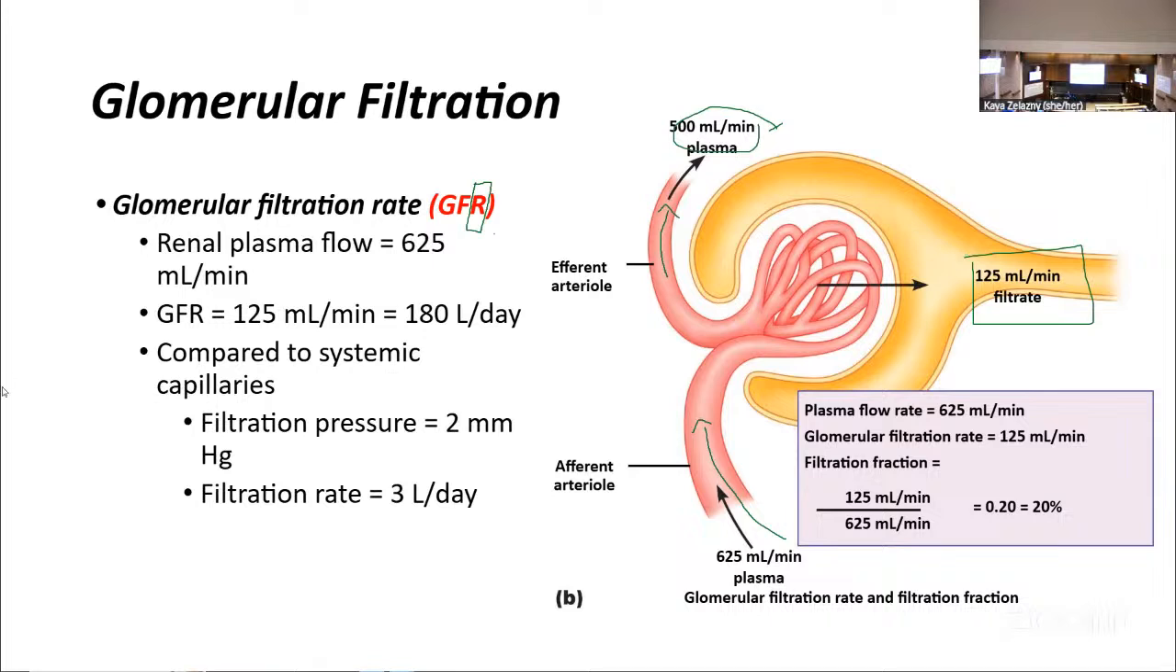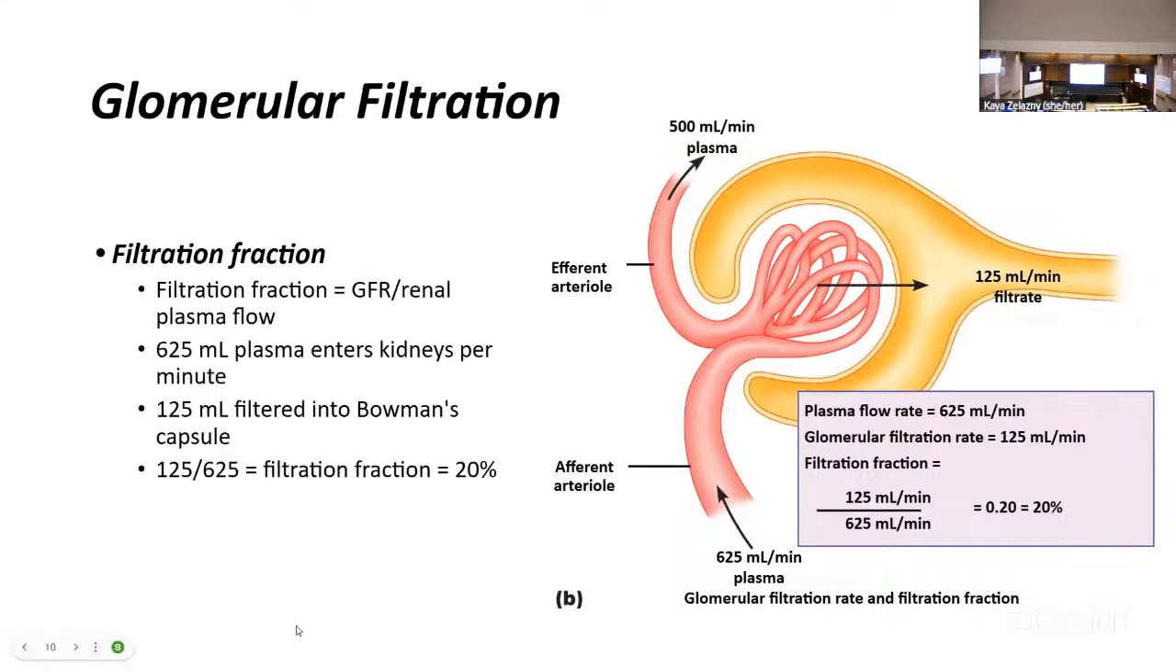That's what the rate is. We can also think about this relationship as a fraction, right? So the filtration fraction is basically just, what percent of the fluid did you actually put into the nephron? What percent of the fluid in the kidney is getting processed?